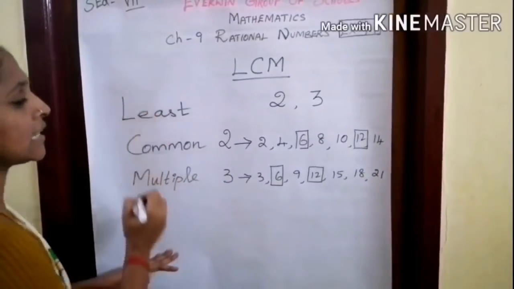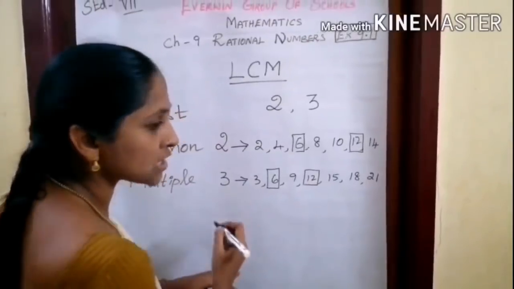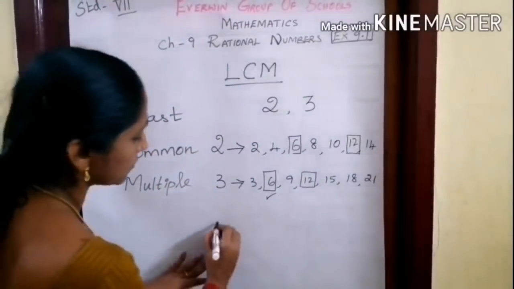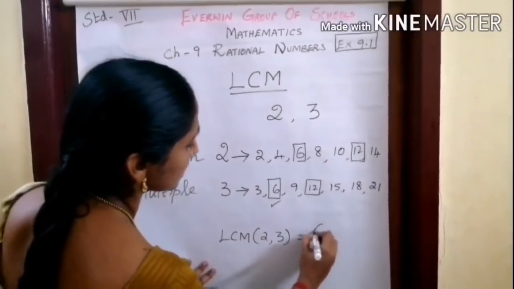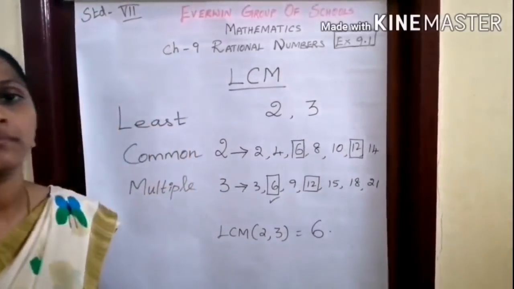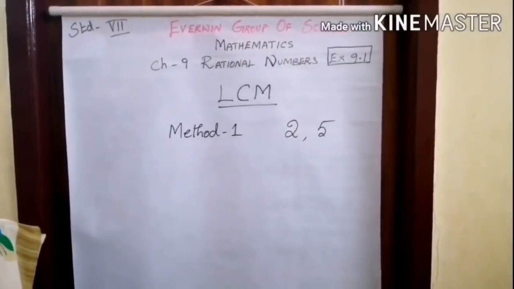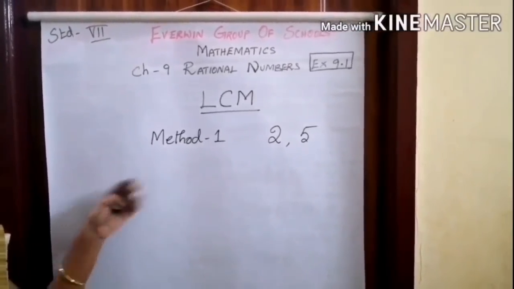Next word, least. Among these common numbers, which is least? Least means lowest. 6 is the least number. Therefore, the LCM of 2 and 3 is 6. But we use a different way to find LCM for larger numbers. First, let's see the first method.